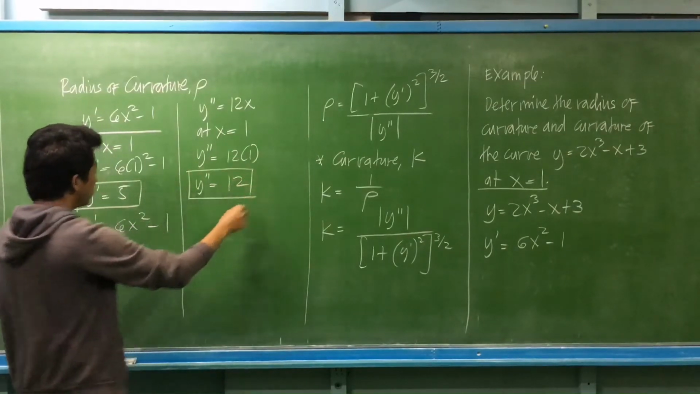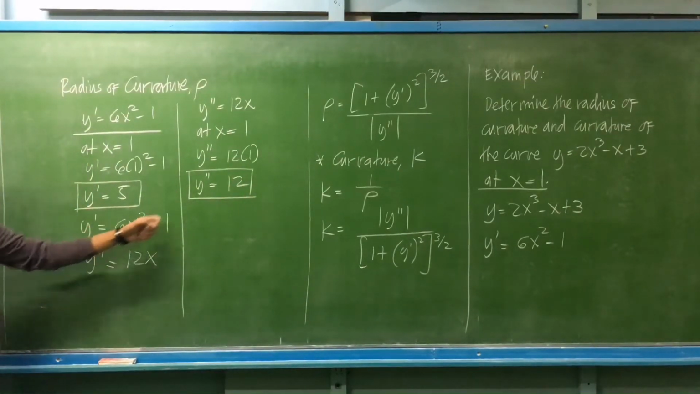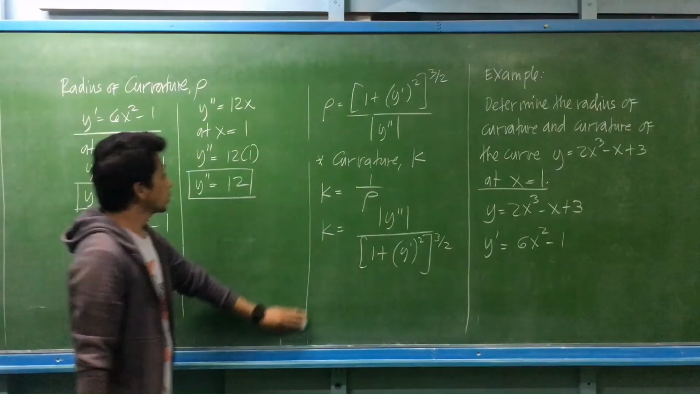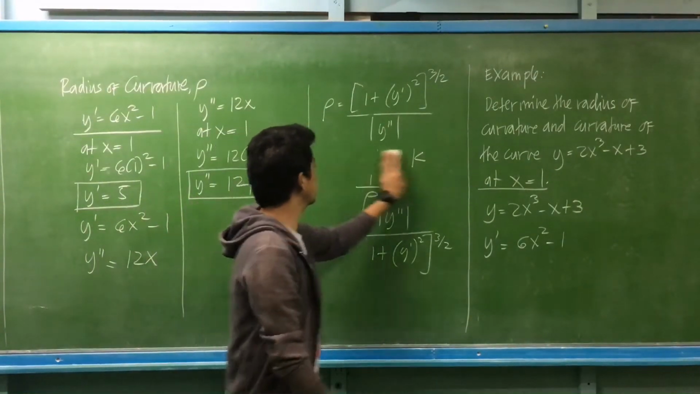Okay, so we now have the values of y prime and y double prime. So what to do is substitute.